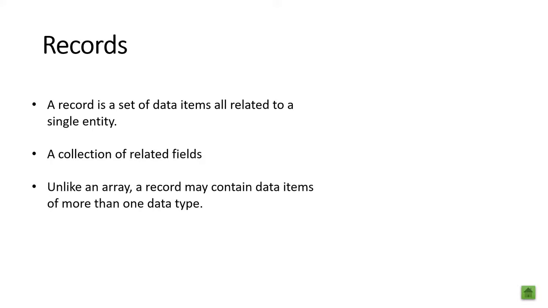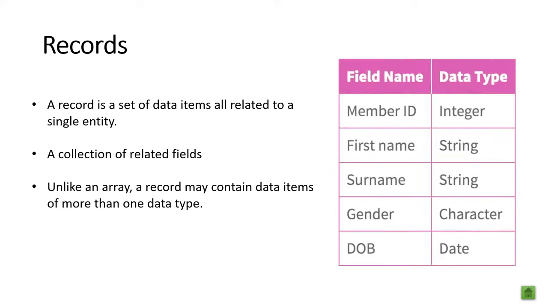Now records are mainly used in files. So a record, records make up files. A record is a set of data items all related to a single entity, and they are classed as a collection of related fields. So unlike an array, a record may contain data items of more than one data type.